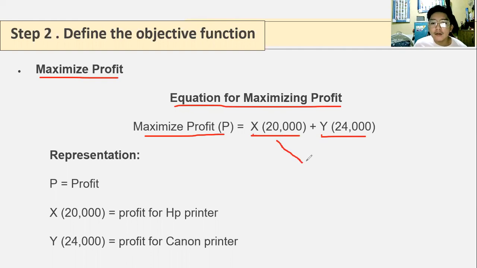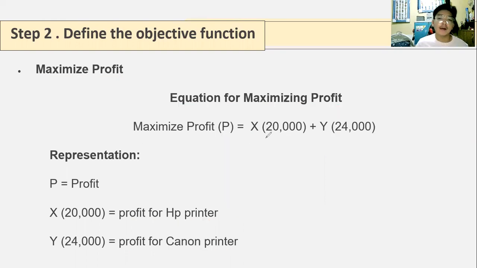So by adding the profit for the HP printer and the profit for the Canon printer, what do we get? Of course, if we add the profit for these two products that the Hilwa company has, it will result in the maximum profit. That's why our equation is maximum profit P is equal to X times 20,000 plus Y times 24,000. Okay, all clear? That is our equation for maximizing the profit: getting the profit of HP, then adding it to the profit of Canon printer.